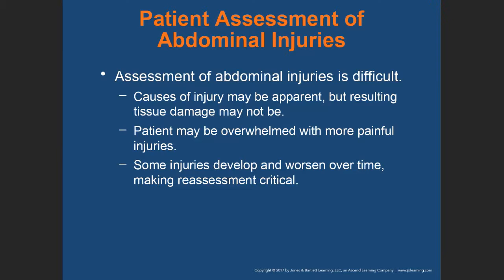Now, the patient assessment of abdominal injuries. Assessment of abdominal injuries is difficult. Cause of injury may be apparent, but resulting tissue damage may not be. So you may be able to identify the mechanism involved, but it might be difficult for you to determine specifically what has been damaged. That's not something you should aim for in the field. What you should aim to do in the field is determine, is this a significant MOI or an insignificant MOI? That's what you need to be wary of.